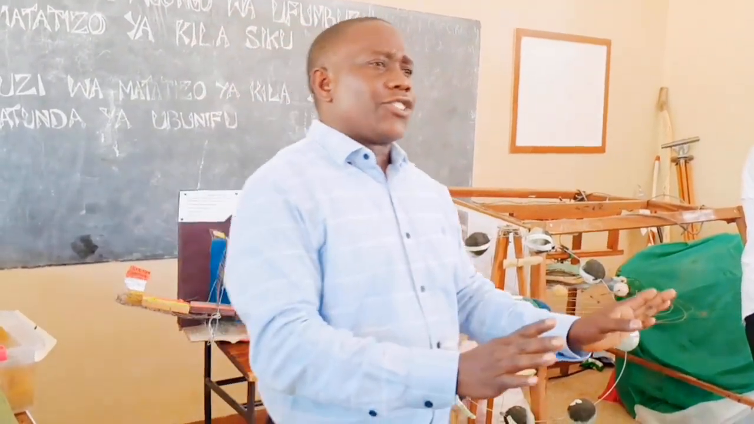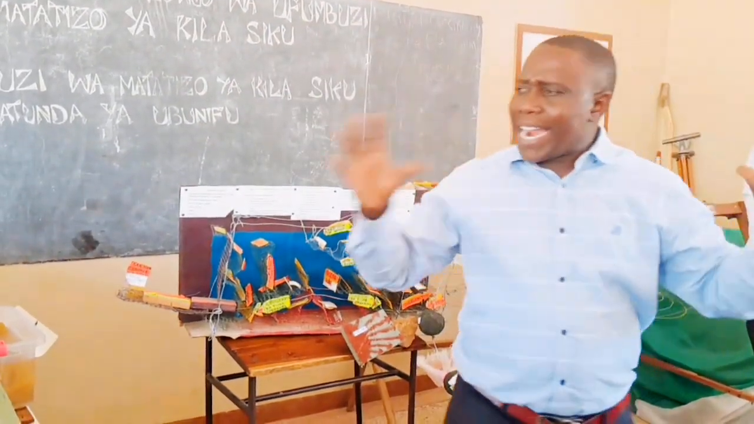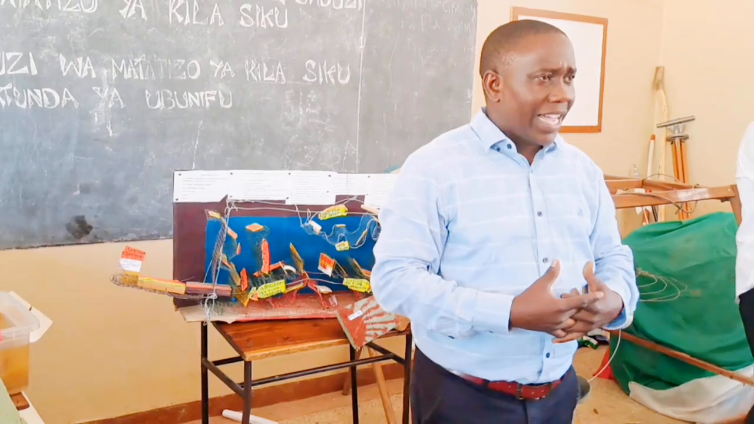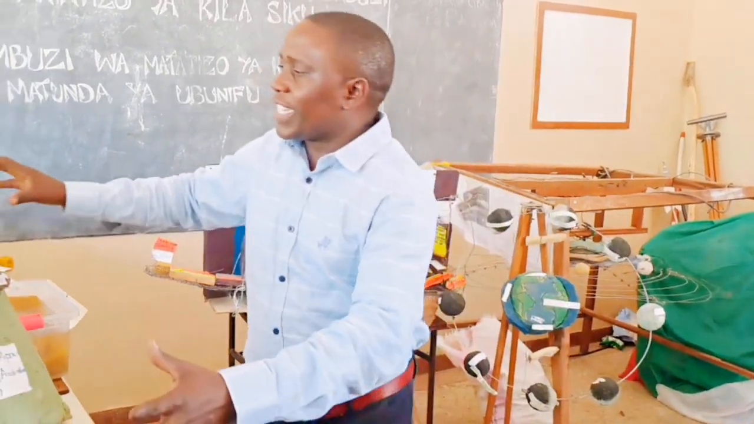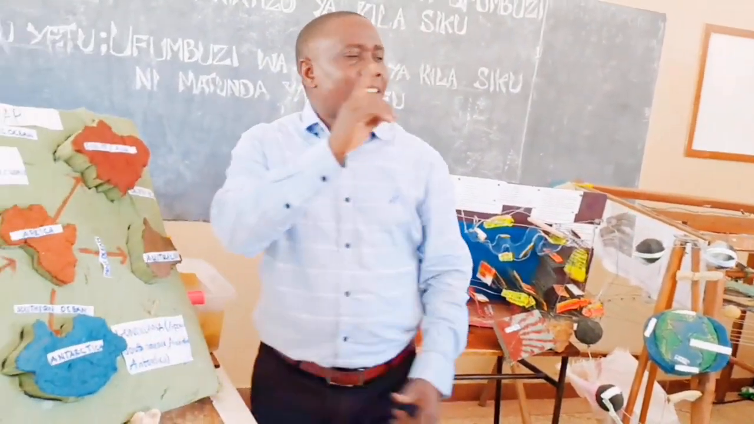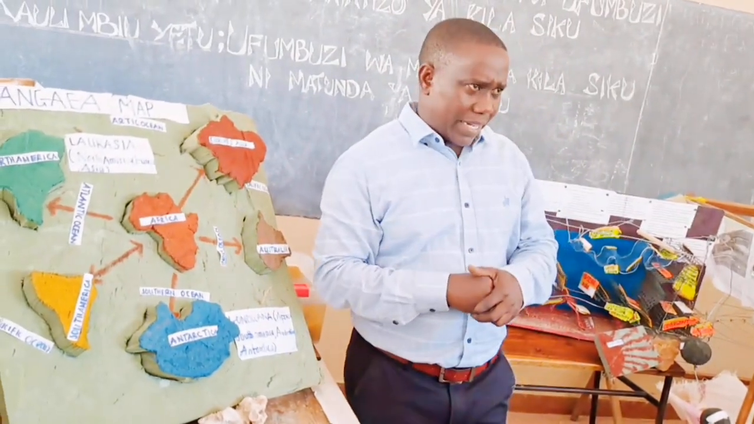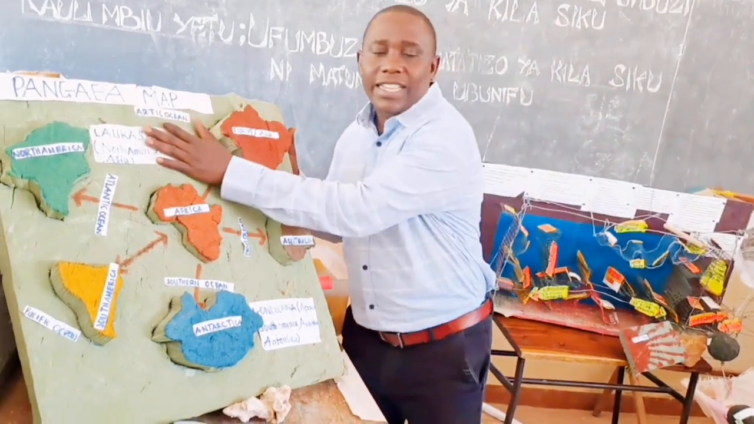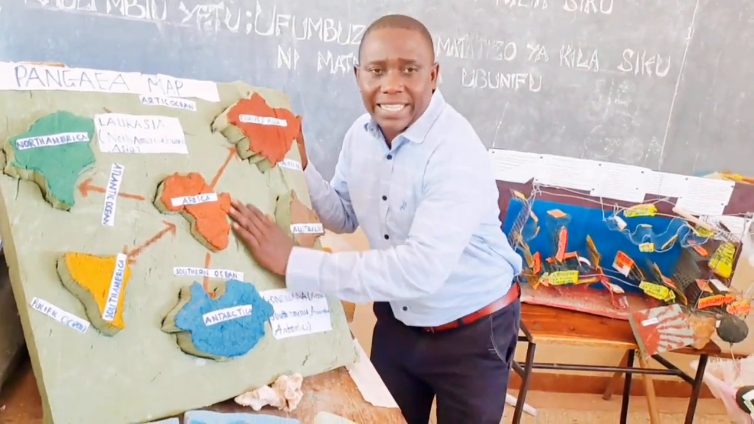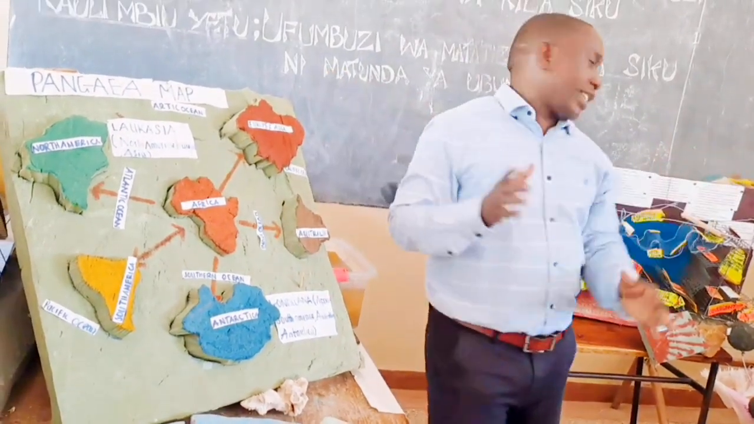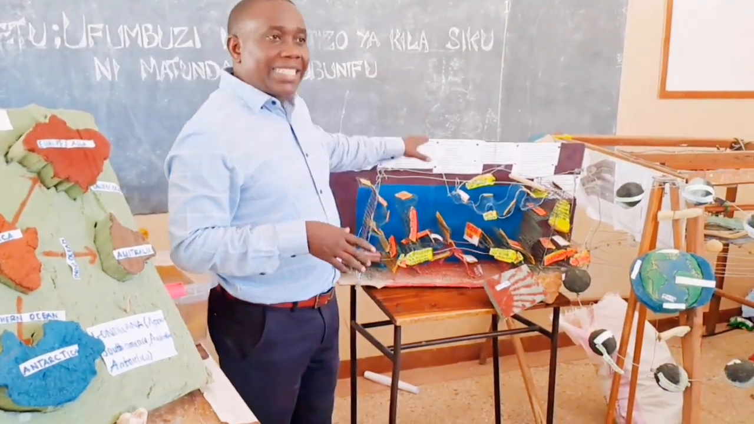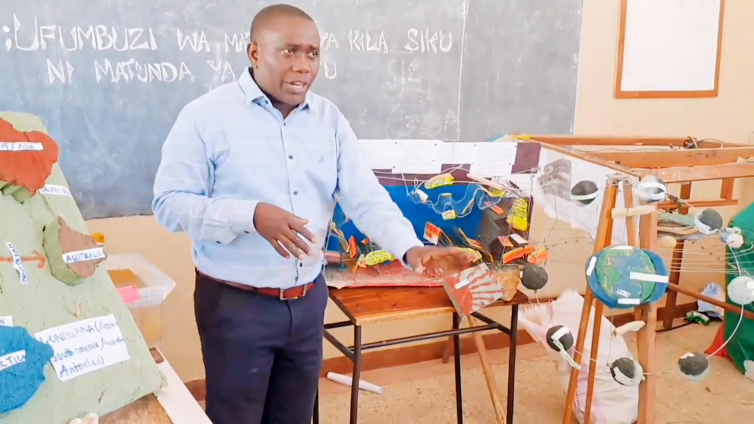The answer is that Pangea cannot be reformed. Are we together? The continents cannot be rejoined again as one single landmass. Why can it not happen? Because here we have the oceans. This is the oceanic plate. We are going to see it in the next part, which is plate tectonic theory.